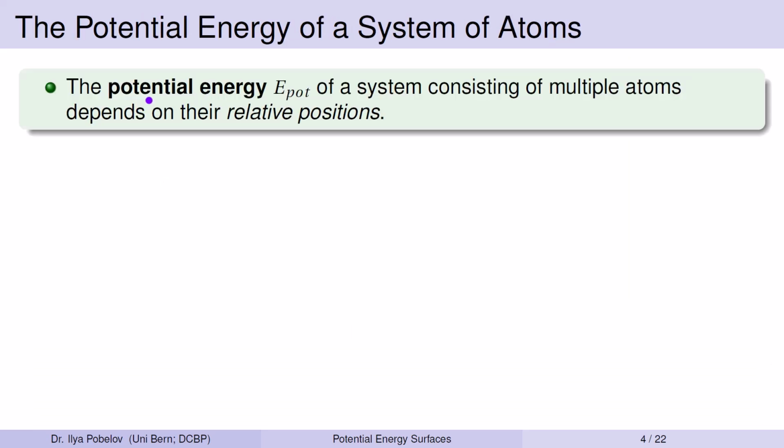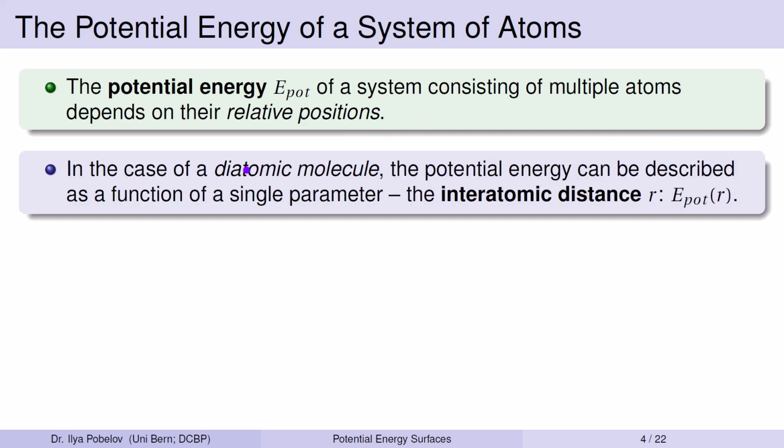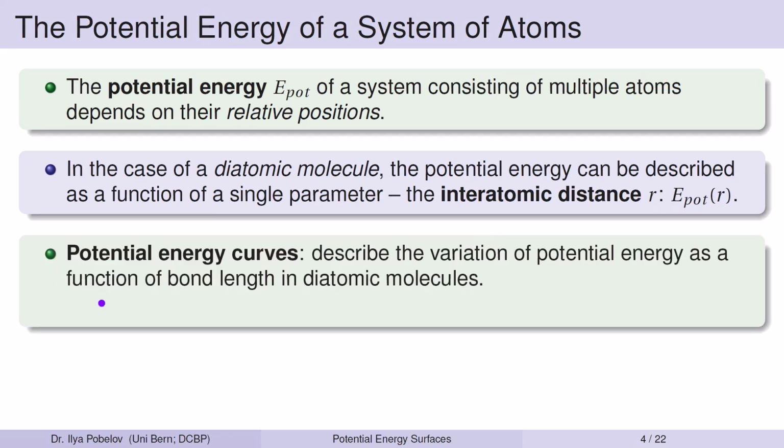The potential energy of a system consisting of multiple atoms depends on their relative positions. In the case of a diatomic molecule, the potential energy can be described as a function of a single parameter, the interatomic distance r. You are likely familiar with potential energy curves that describe the variation of potential energy as a function of bond length in diatomic molecules.